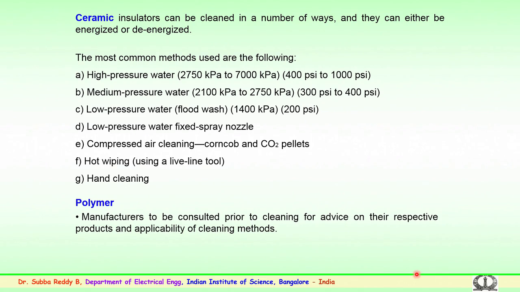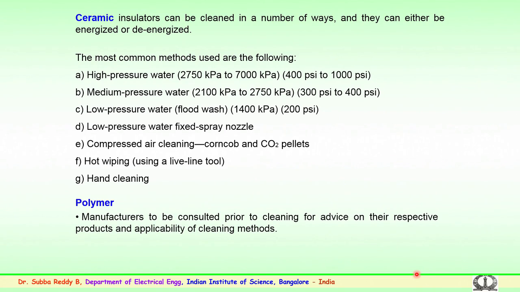utility personnel. In case of polymer insulators, which are of recent origin, no standard methods are presently available. There are methods being followed by the utilities in cleaning, but here the manufacturers are to be consulted beforehand, as these polymer insulators are organic, and using a higher pressure could damage the sheds or the rubber surface condition of the insulator.